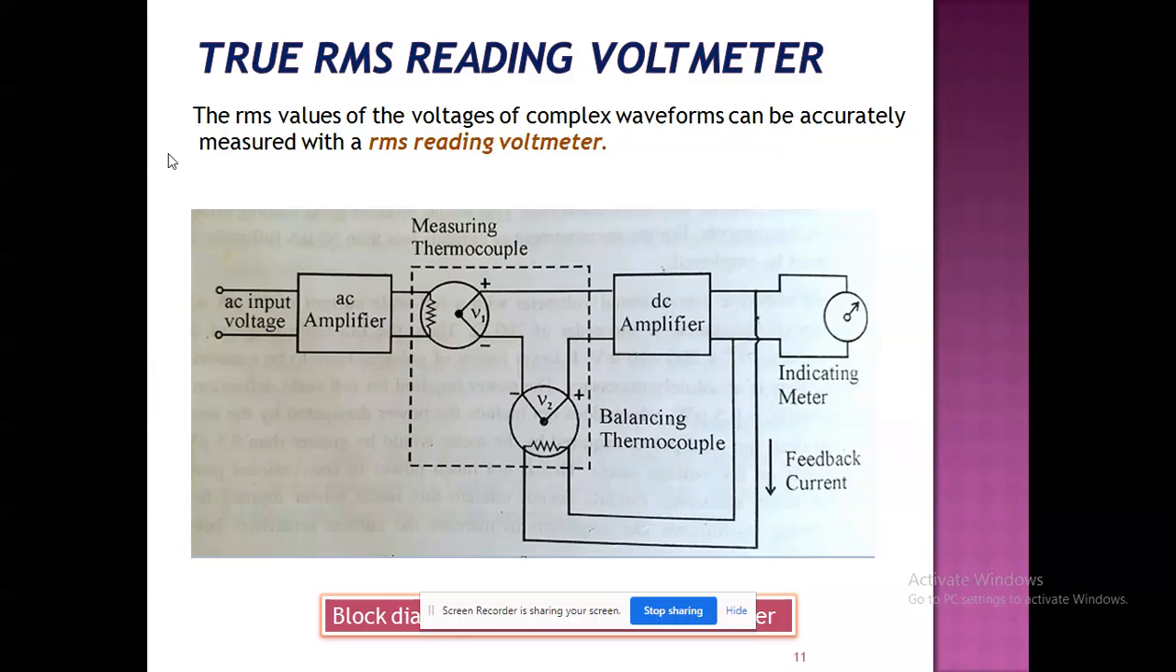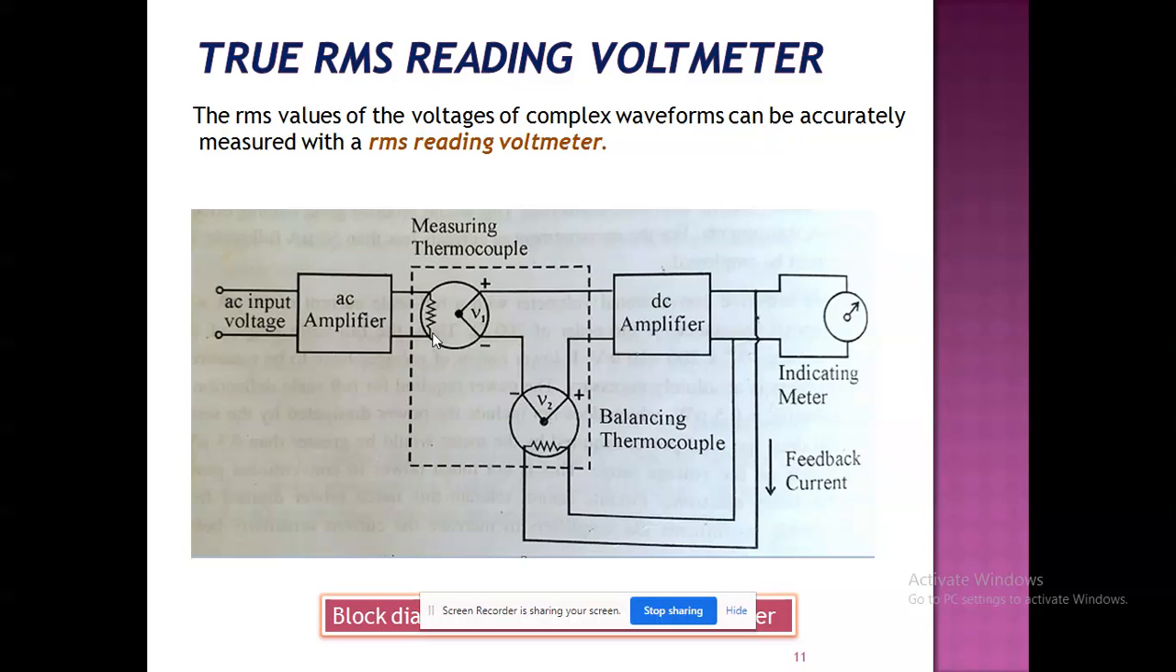The AC voltage whose RMS value I want to measure should be applied to the input of the AC amplifier. This applied input voltage is amplified by the AC amplifier. The amplified voltage is given to the heating element of the measuring thermocouple.